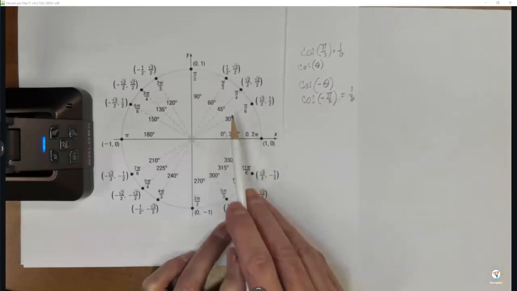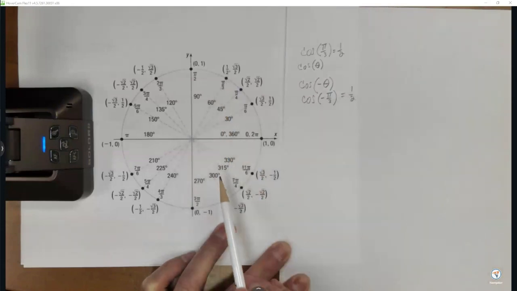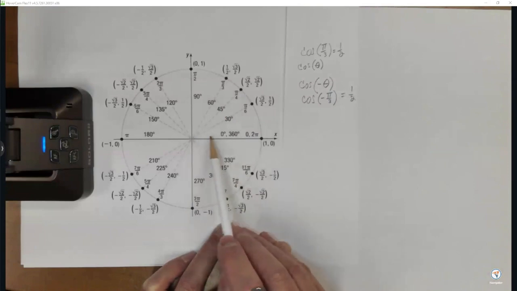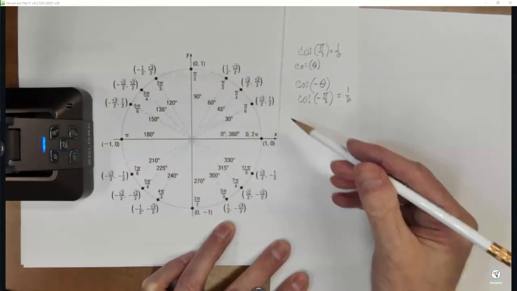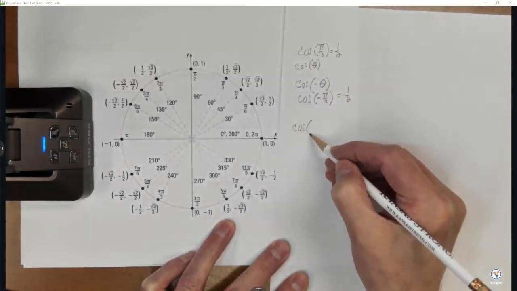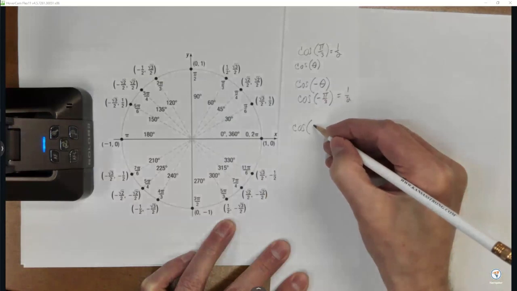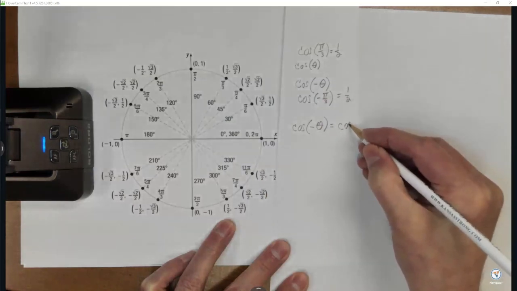Okay, and if you think about it, it makes sense because the cosine comes from x, and in quadrant 1 and quadrant 4, x is positive. So what we can conclude from this picture and the logic here is that a cosine of negative theta is equal to a cosine of theta.